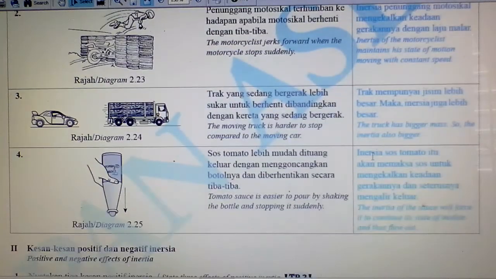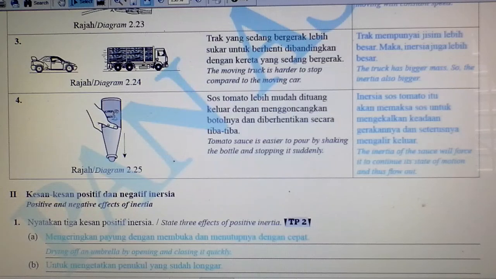Okay. The third situation, we have one car and a lorry or a truck. The moving truck is harder to stop compared to the moving car. Why? The truck has bigger mass, so inertia also bigger, meaning it will continue moving a few meters further compared to the car, even if the brake is applied at the same time. Because the truck has larger mass, so it has larger inertia that maintains the motion forward.